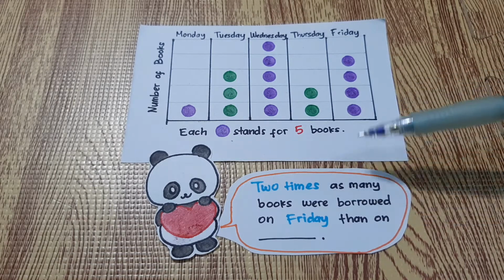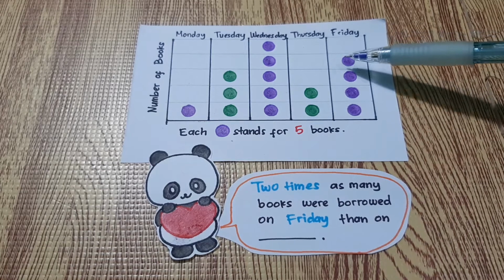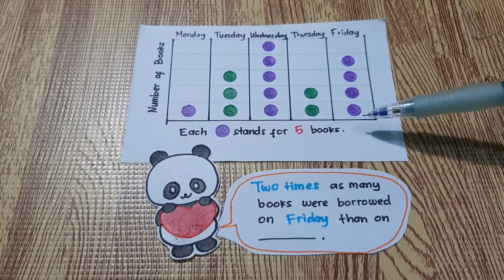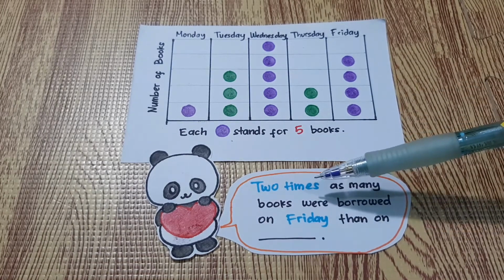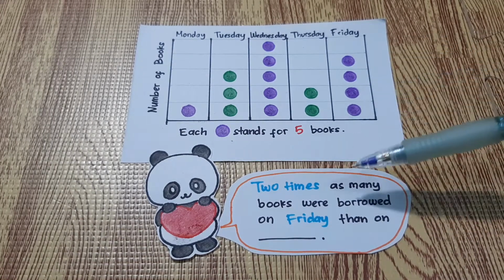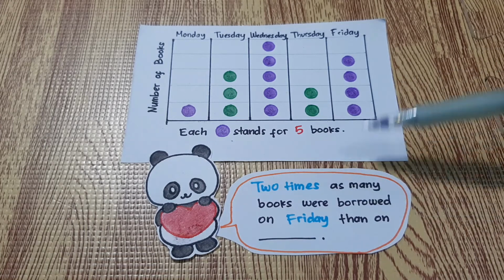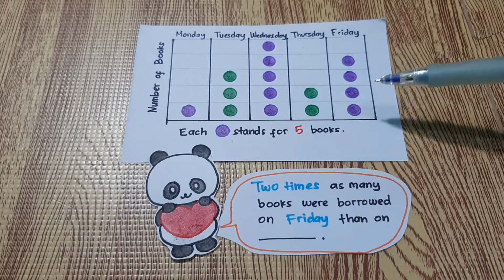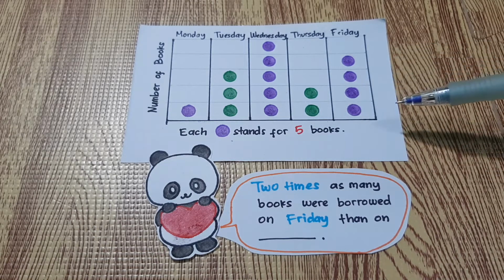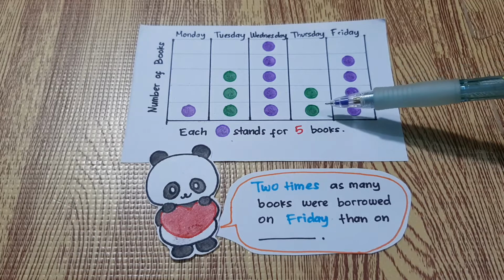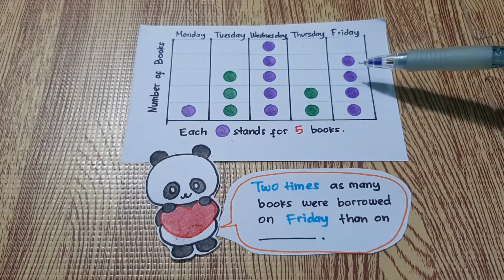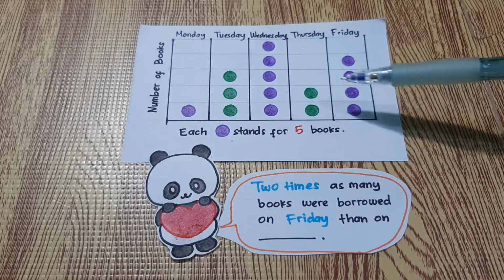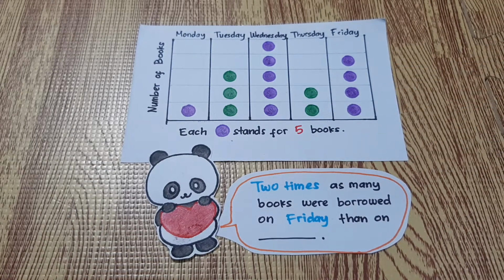So how to find 1 time? So easy. 2 times, right? 4 is 2 times. So 4 must be divided by 2. 4 divided by 2 is 2. So the answer is 2. Which one on this day has 2 circles? Yes, on Thursday. So Friday has twice as many books than Thursday. Do you understand?